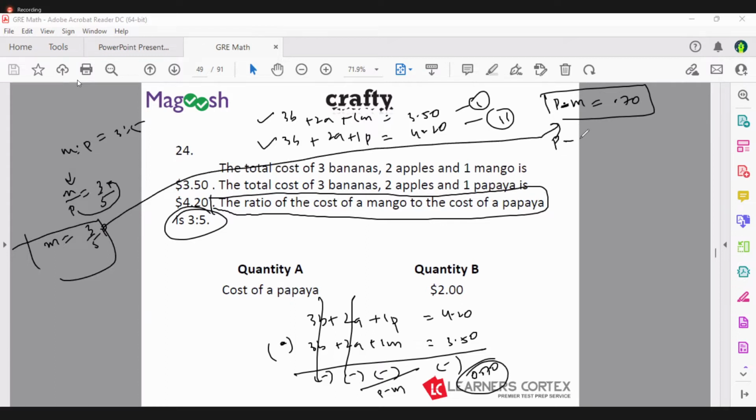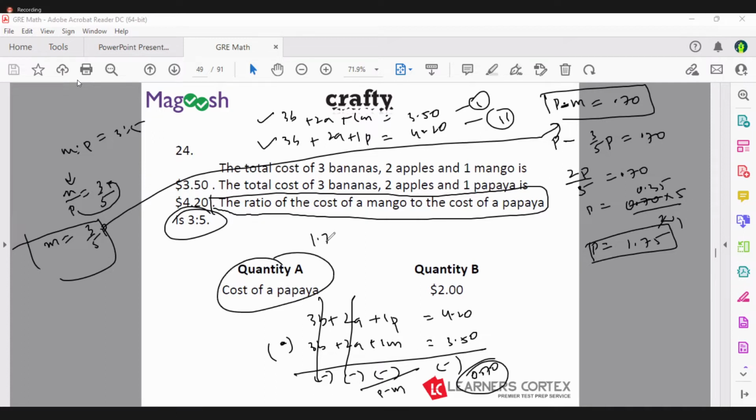So this becomes P minus 3 by 5P equals 0.70, or 2P over 5 equals 0.70, or P equals 0.70 times 5 over 2. Now this is 0.35, and then P equals 1.75. So the cost of papaya is $1.75, whereas here it is given $2. So this would be greater.